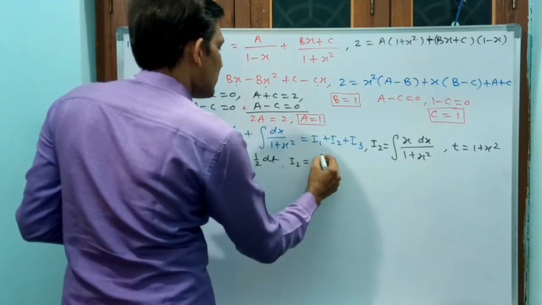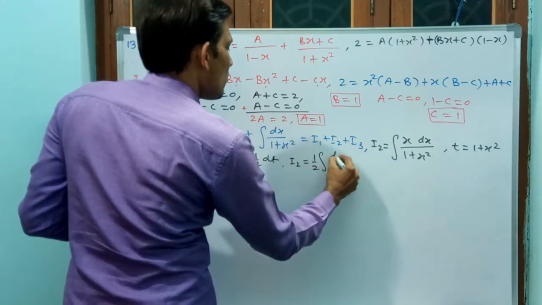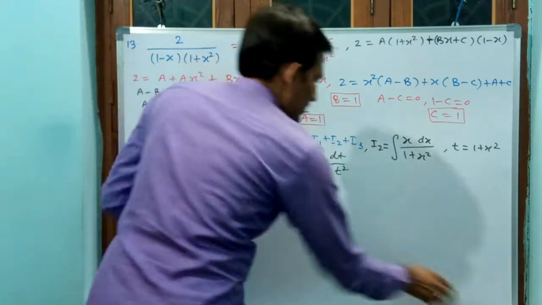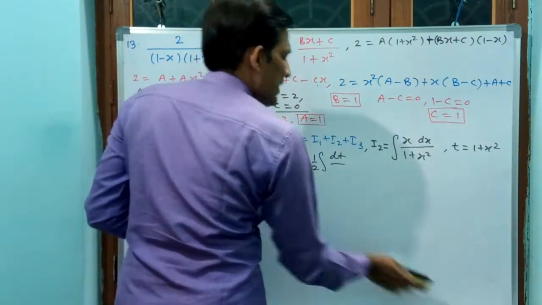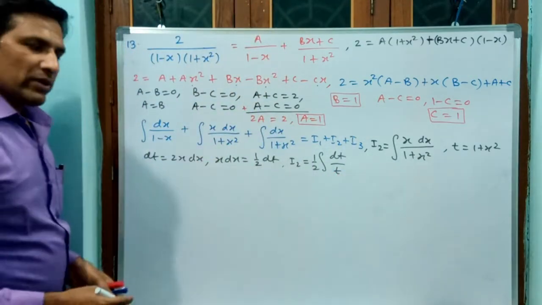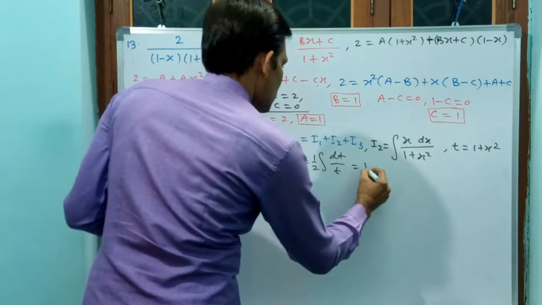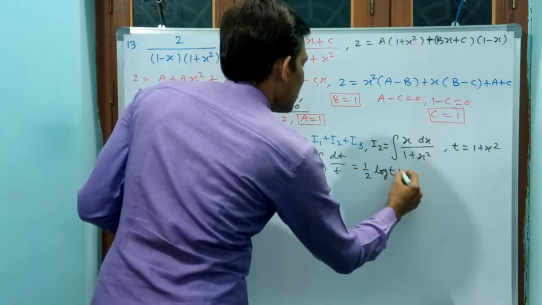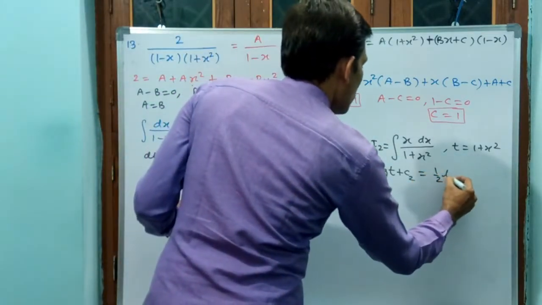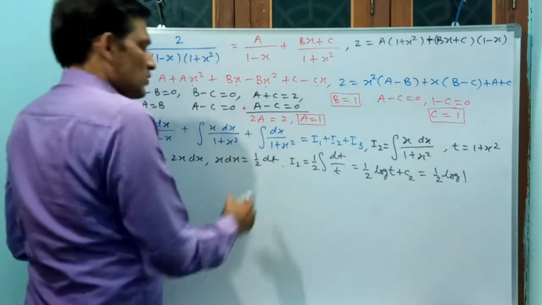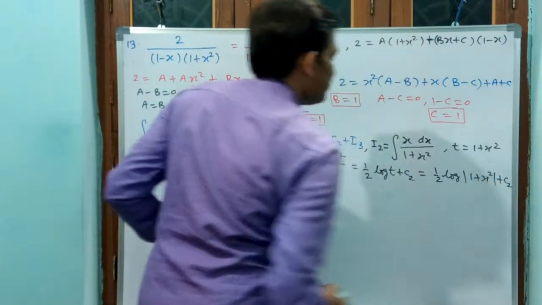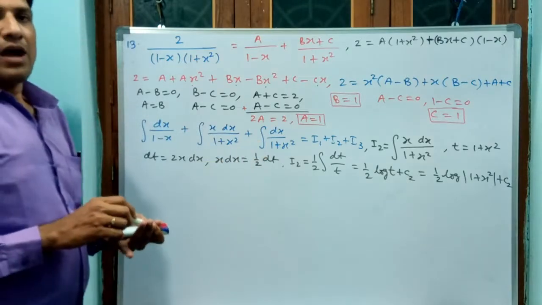Then again you rewrite. Now I2 is equal to integral 1 by 2 dt by t. Why not t square? Because completely we have taken 1 plus x square as t. That gives log t, that's all. That is equal to 1 by 2 log t plus c2. Why c2? Because it is for I2. Then again you write 1 by 2 log of modulus, so t is how much? 1 plus x square, plus c2. Okay, this is the value for I2.